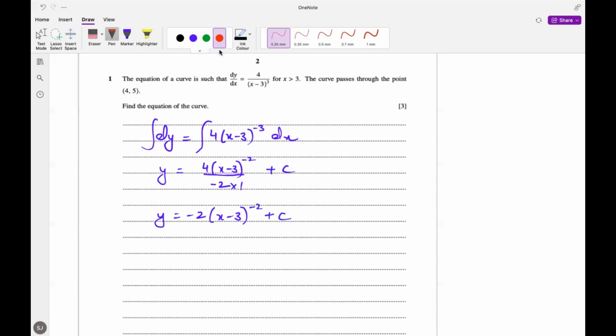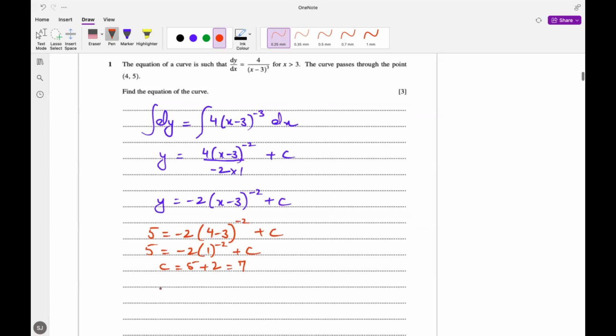To find the value of c, we'll substitute the point (4, 5). So this will be 5 equals minus 2 into (4 minus 3) to the power minus 2 plus c. So 5 equals minus 2 into 1 to the power minus 2 plus c. So 1 to the power minus 2 will be 1. So we can say c will be equal to 5 plus 2, which is 7. Now, once we have the value of c, we can write the final equation as y equals minus 2 upon (x minus 3) whole squared plus 7.